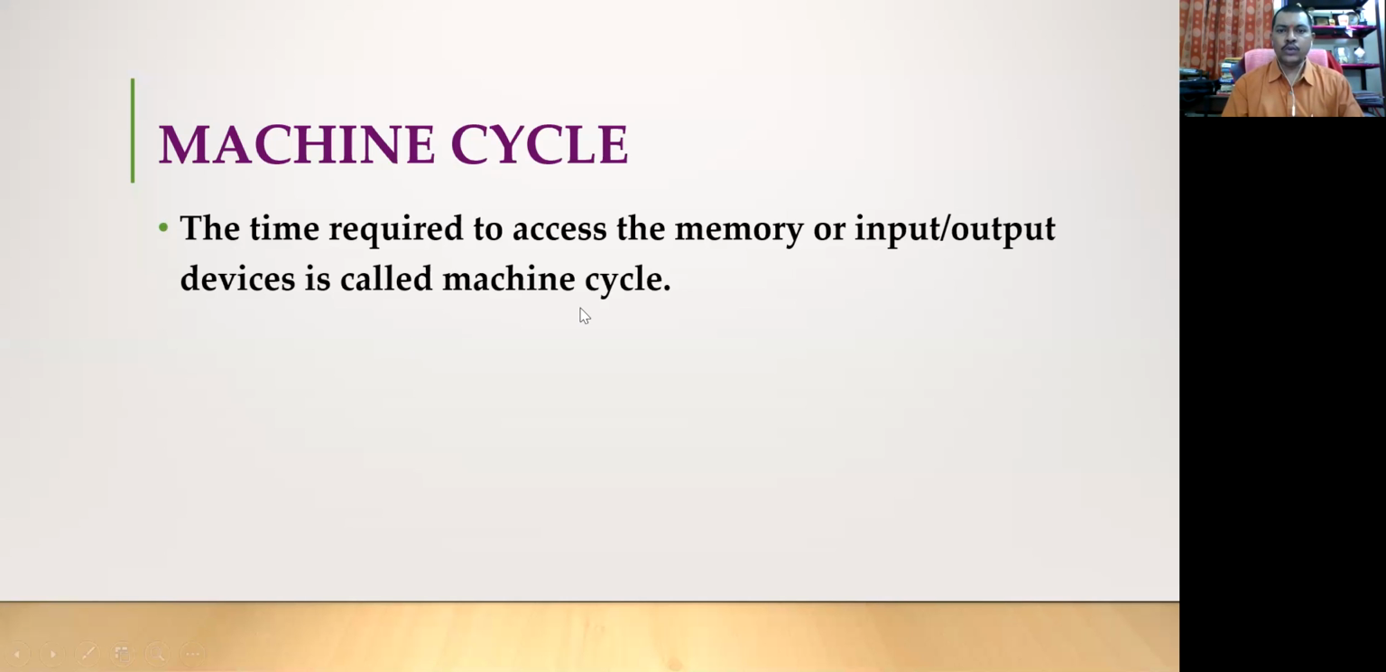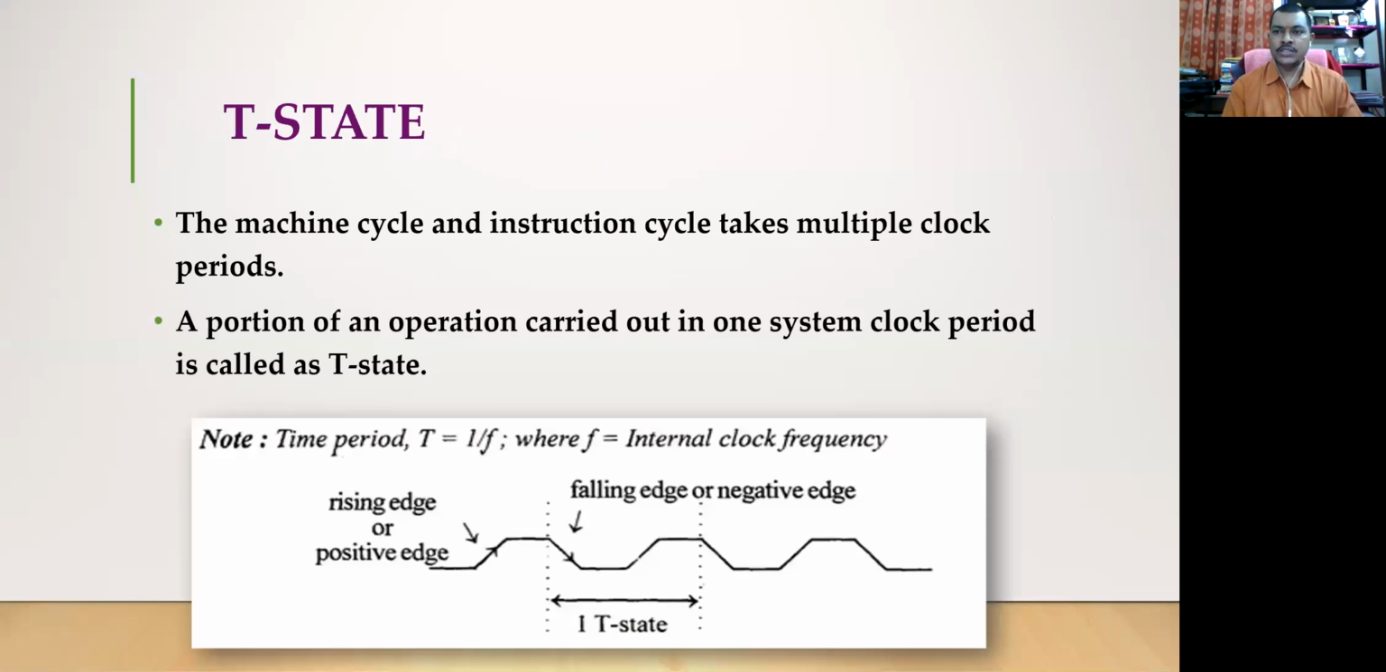So the time required to access the memory or input output devices is called machine cycle. Then we have T states. I've shown you T states. One clock pulse, one square wave, is called a clock pulse. The machine cycle and instruction cycle take multiple clock periods. A portion of an operation carried out in one system clock period is called a T state. I have shown you T equal to 1 by F, where F is the frequency generated by the internal clock or the crystal, that is around 3.3 megahertz. So that is over there.